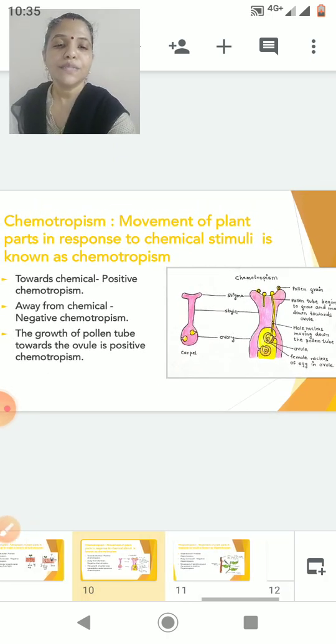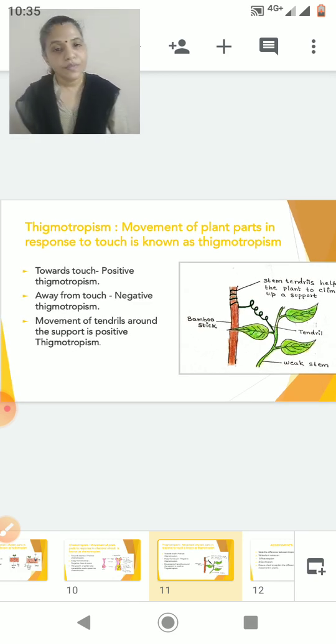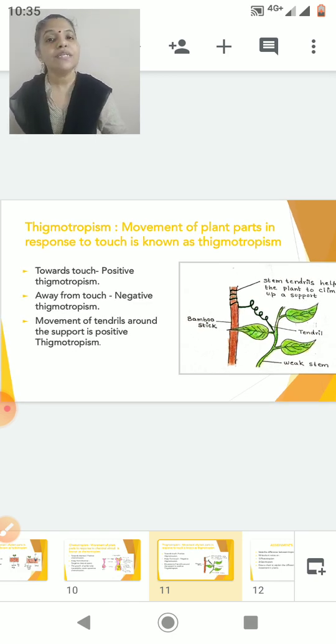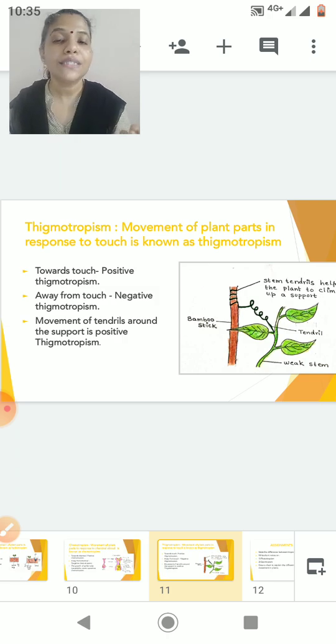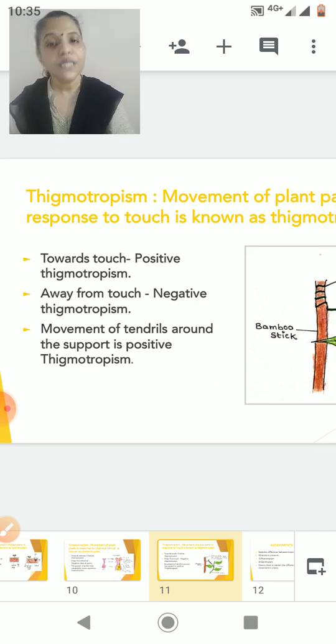Now let's move to the next slide. Now, chemotropism. The movement of plants in response to touch is known as chemotropism. If it is towards the touch, then it is positive chemotropism. If it is away from the touch, then it is negative chemotropism. Example, the coiling of the tendril. Coiling may be a type of movement.